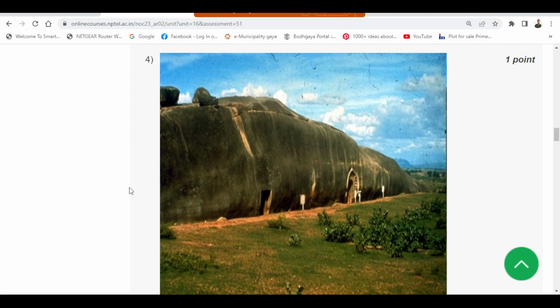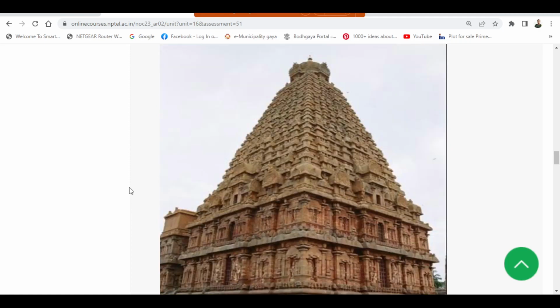Okay, what about this temple? Which temple is this? Sayyad and Sumanta, you can answer this question. Where is it located?